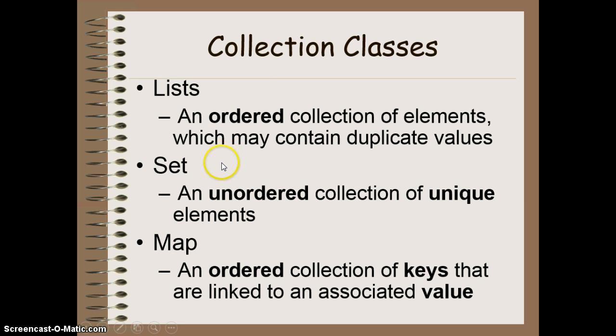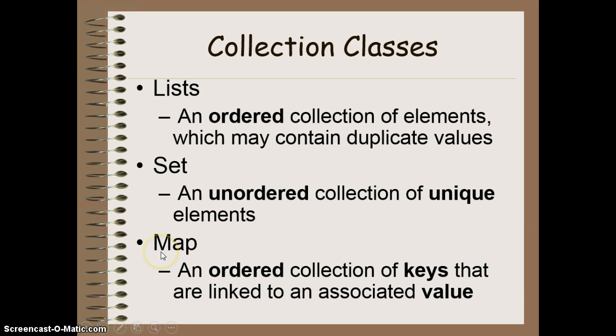A set is different from both of those because a set is an unordered collection of unique elements. So a set does not have an index, it just has basically a set of data. And those elements in that set of data are going to be unique. So I cannot have duplicate values stored in a set.